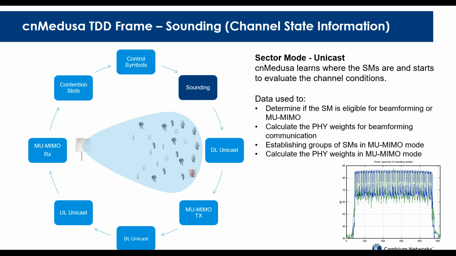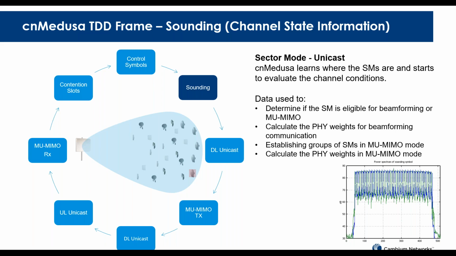So in this scenario, the subscriber could be marked as ineligible for beamforming and MU-MIMO. But if there is a clear line of sight, then the subscriber will be eligible for beamforming and MU-MIMO transmissions. And this is determined through the sounding process when the access point has the channel state information from that subscriber. The channel state information is used to calculate the physical layer weights for the beamforming communication.